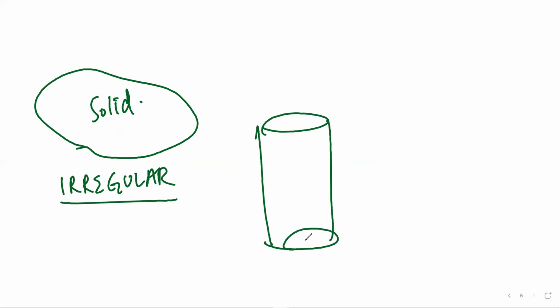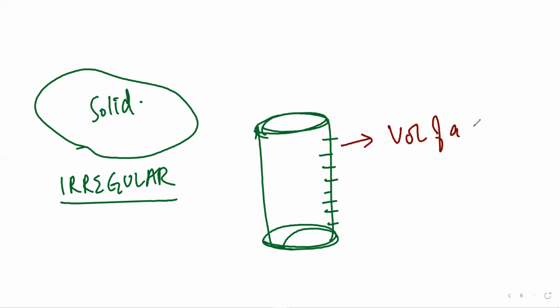10 kg. I forgot the unit for density. See, the experiment is very simple. I can find the volume of a stone using this beaker. Yes, sir. There is a scale on it.